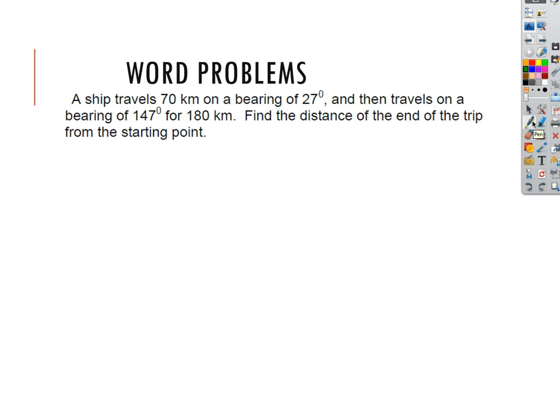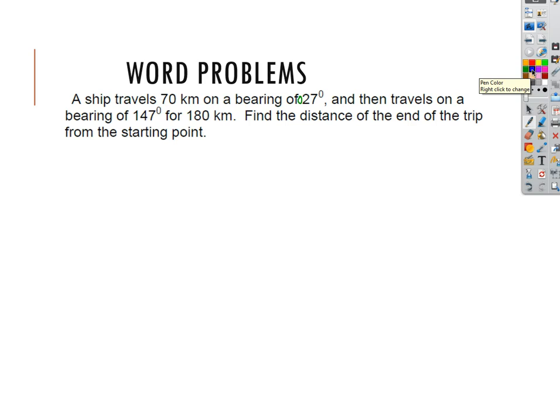So let's first talk about this. Let's read this here. A ship travels 70 kilometers on a bearing of 27 degrees. Again, it should be 027 degrees. And then it travels on a bearing of 147 degrees for 180 kilometers. Find the distance of the end of the trip from the starting point. Whew. So let's start working this out.